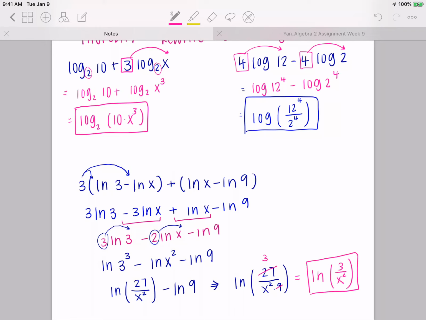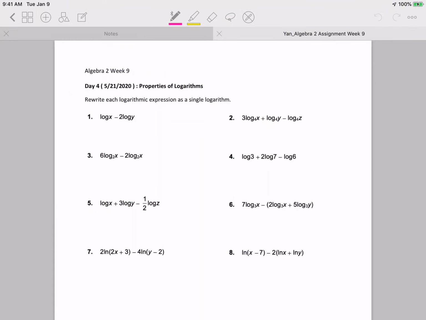Okay, this is a more challenging question, and that's how it looks. Okie dokie, let me go into your homework, day 4, and let's do a couple of these. I don't think these are as difficult, hopefully not. Let's do number 7 and number 2.